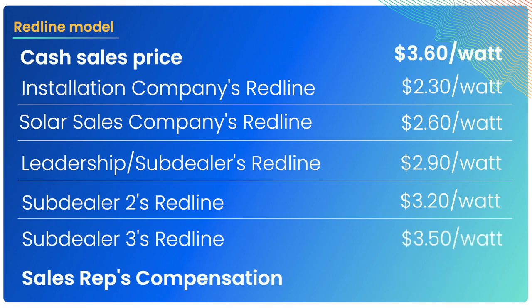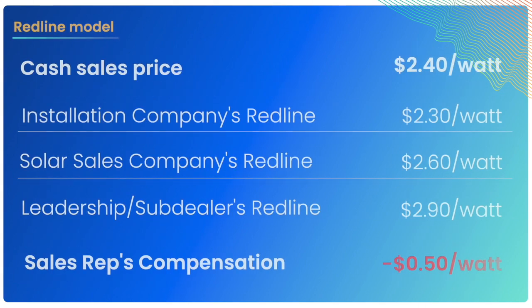The rep is the one with the variable compensation plan in a redline model. So when adders and concessions kill the deal, it's just the rep that gets crushed. And that is not fair. With COGS, when these adders and concessions come in, they make the deal tighter, everybody's compressing.